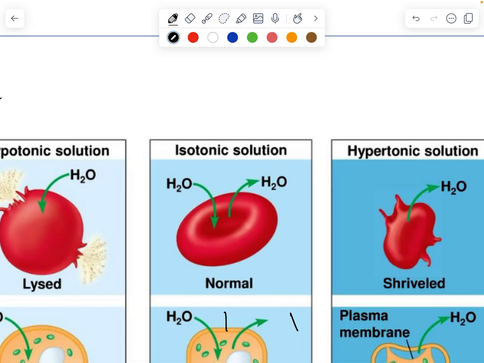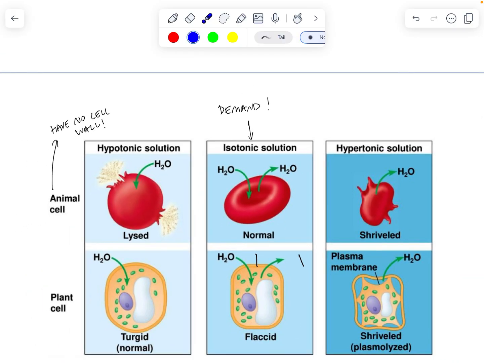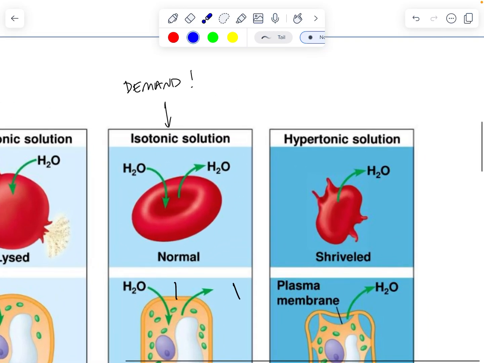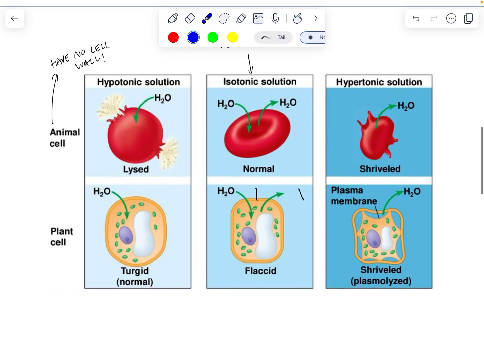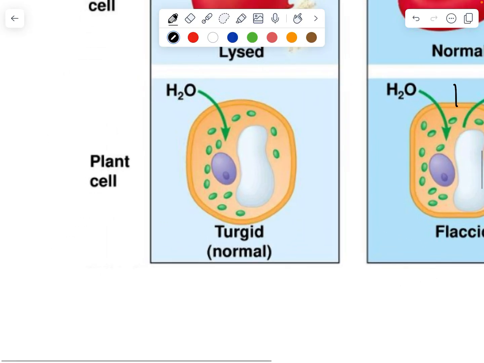So animal cells prefer, or maybe not even prefer, that's too weak a word, demand isotonic solutions. They want to have conditions where the inside of their cells matches the outside of their cells in terms of solute concentration. Okay, if you put an animal cell in a hypertonic solution, it will plasmolyze or shrivel like this.